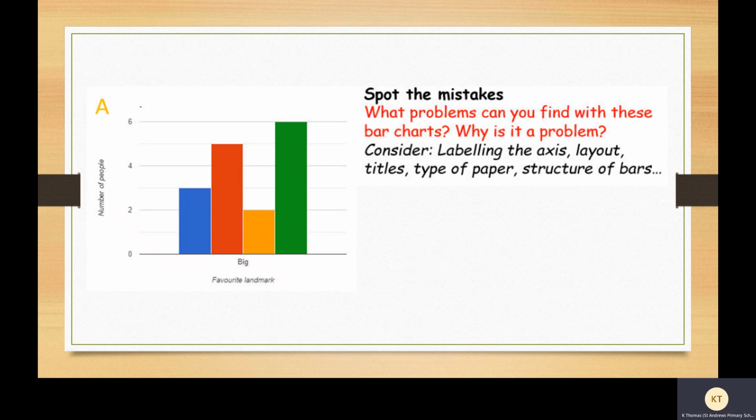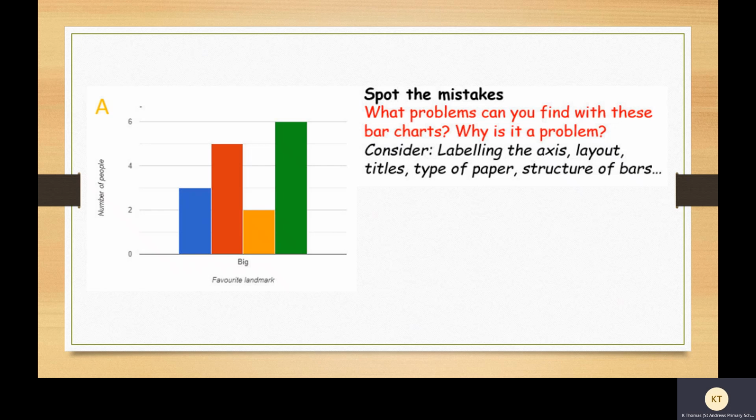Things to consider. Labelling the axis. Are the axes, so the x-axis and the y-axis, are they labelled correctly? Look at the layout. Is it set out correctly? Does it have a title? What type of paper have they used? Does it matter what paper they use? You need to consider that.